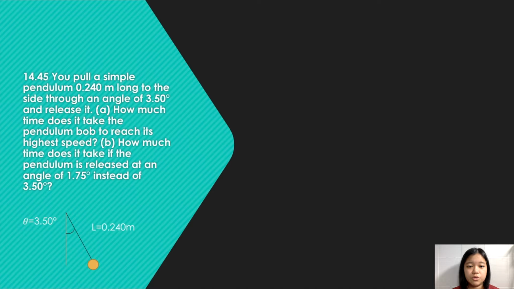And for a simple pendulum, there's two formulas that you need to remember, but for this problem, you just need to know that T equals 2 pi square root of L over g, since we're given the length. And you can just substitute the values to find period. So that's 2 pi square root of 0.24 over 9.8 meters per second squared, and you get a period of 0.9833 seconds.